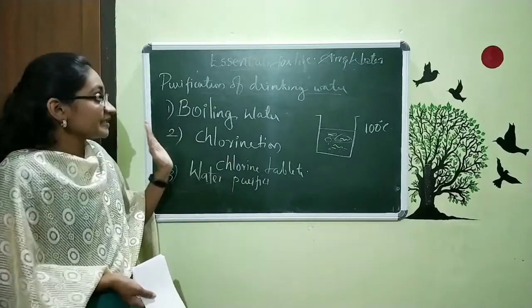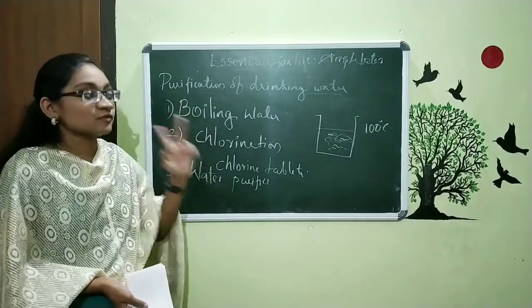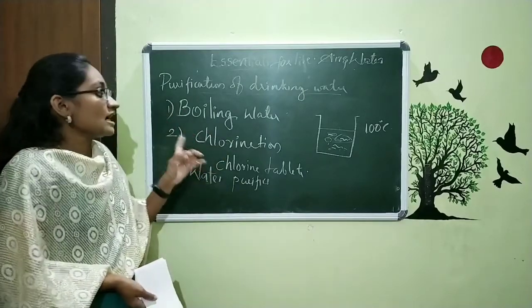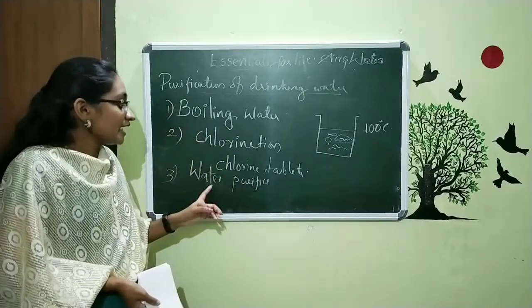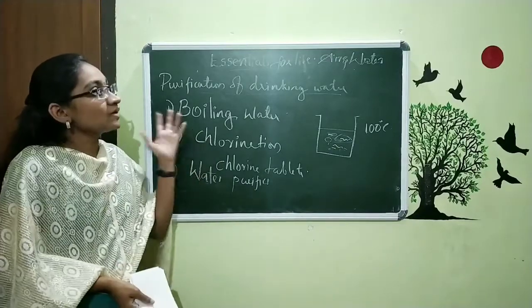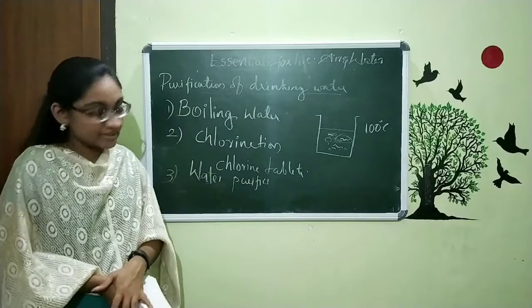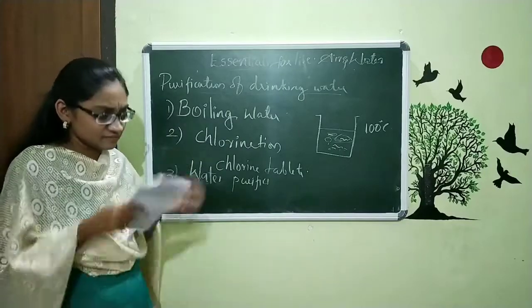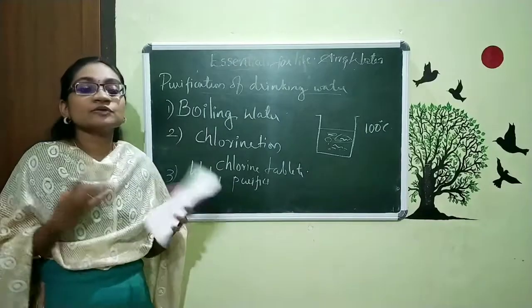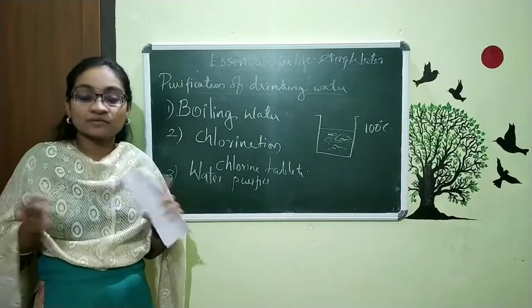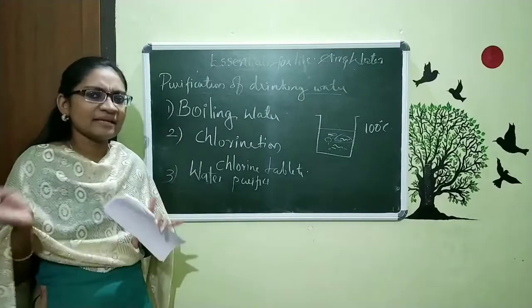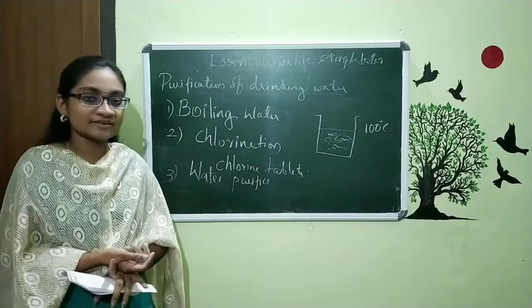So we can say for purification of water we can use different methods. One is boiling the water, other is chlorination, and the last one is water purifiers. So this is all about today's class. I think it's enough for today. Finally we completed our chapter. Now we want to do our exercises and complete our notes. In the next class we can discuss the next chapter. So this is all about today's class. Thank you.